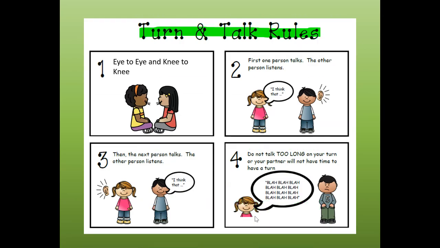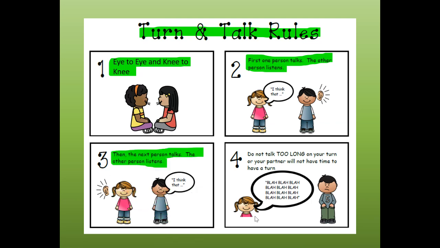All right, turn and talk rules. If there's someone at home, you're eye to eye and knee to knee. Make sure you're facing the speaker. And we always take turns. Number 2, first one person talks, the other person listens. Then the next person talks and the other person listens. Do not talk too long on your turn or your partner will not have time for a turn.